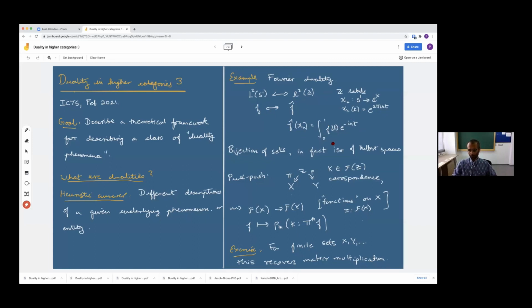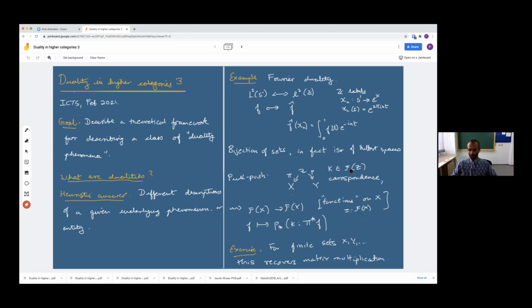Now, before moving on to other things, I just want to note a feature of this map, of this Fourier transform, if you like. The way it works is it's part of a general paradigm, which you might call the pull-push paradigm, which is that you have the following setup. You have a space Z, which maps to two spaces X and Y.